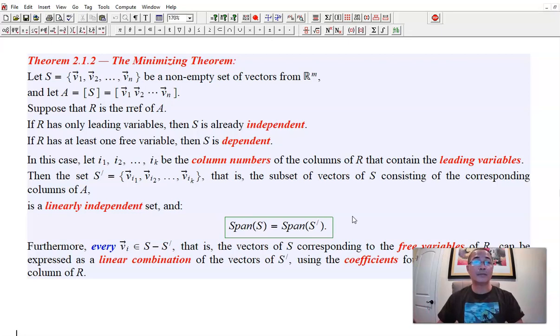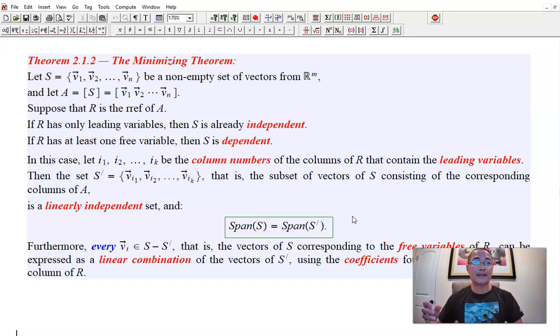However, if R has at least one free variable, so there are non-trivial solutions, then S is dependent. But the minimizing theorem says something more. In this case, where we have a free variable, suppose that i1, i2 through ik are the column numbers of the columns of R that contain the leading variables. And let's put together into a set S prime the vectors v_i1, v_i2 through v_ik. In other words, these are the original vectors in S that correspond to the columns in the rref that contain the leading ones. This set of vectors S prime is a linearly independent set.